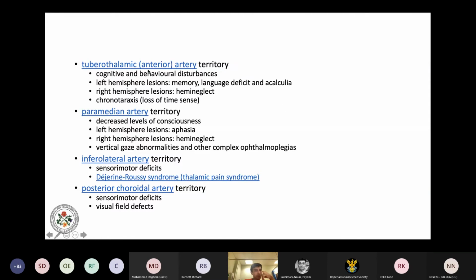So, as I said, depending on which nuclei we believe the artery supplies will depend on the focal neurology we'd expect. So cognitive and behavioral disturbances, left hemisphere lesions with this area, and this loss of time sense, the paramedian artery, again, consciousness. So as we talked about, we can see which nuclei affect consciousness, so we could allude to which ones may be affected. So again, aphasia, so again, speech. So again, it may be the broader areas which are affected, hemi-neglect, which may be due to visual spatial areas, and gaze abnormalities. And a very important one here is sensory motor deficits and Dejerine-Roussy syndrome, which we'll cover in a second.